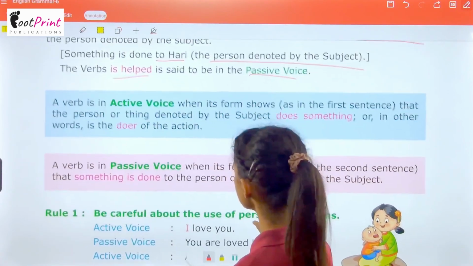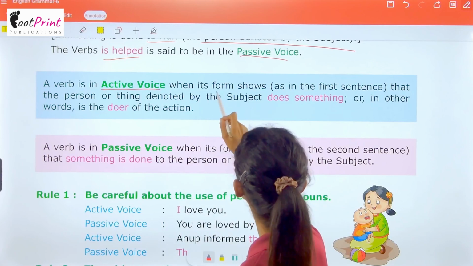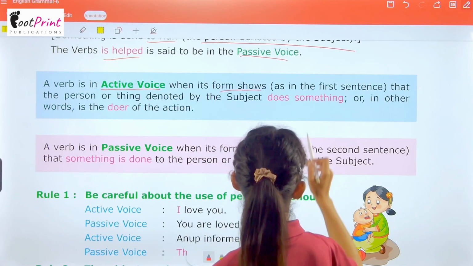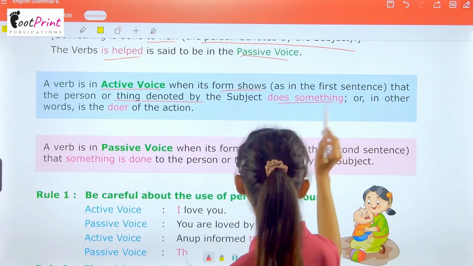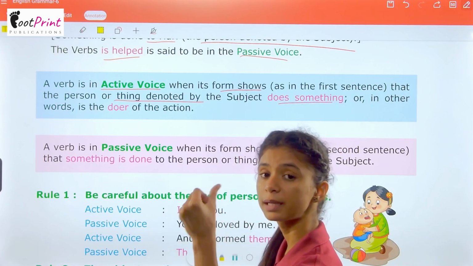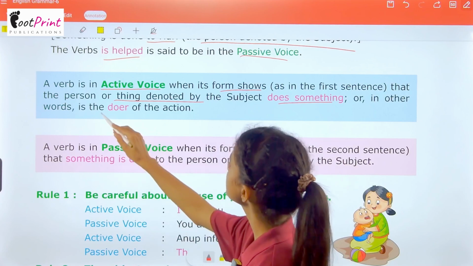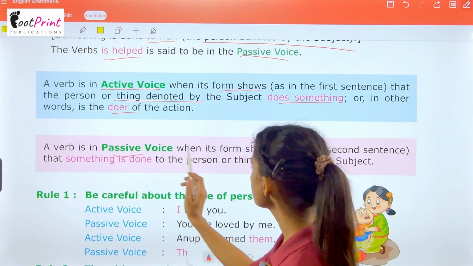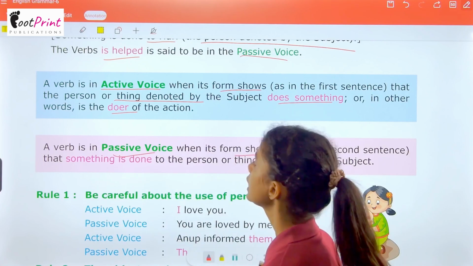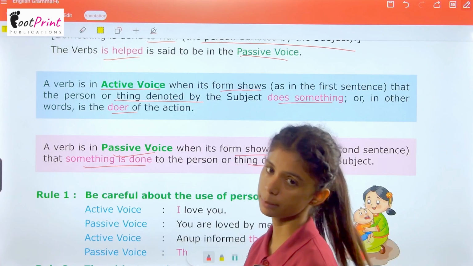Now let's read this. A verb is in active voice when its form shows that the person or thing denoted by the subject does something. Okay, when the person denoted by the subject does something, it is said to be in active voice, or in other words, is the doer of the action. A verb is in passive voice when its form shows that something is done to the person or thing denoted by the subject. Okay.